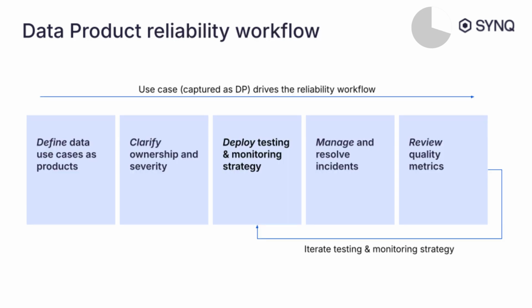This brings us to a data product reliability workflow. We start by capturing a use case as a data product, defining what drives business value. Then we clarify accountability through ownership, deploy a targeted testing and monitoring strategy, manage and resolve incidents, and review quality metrics to identify trends and iterate continuously for improvement.